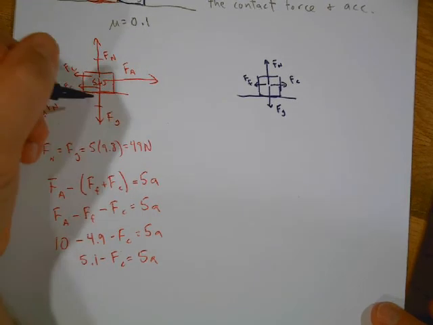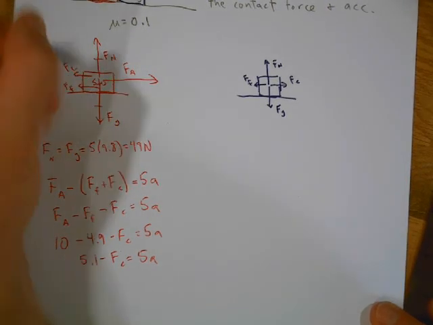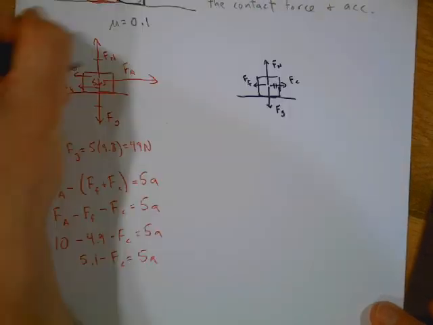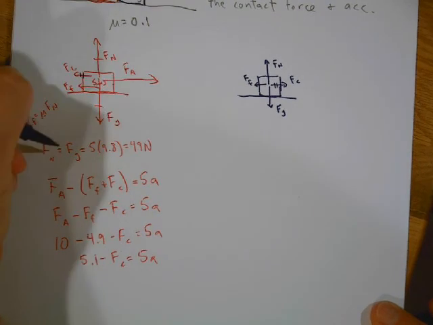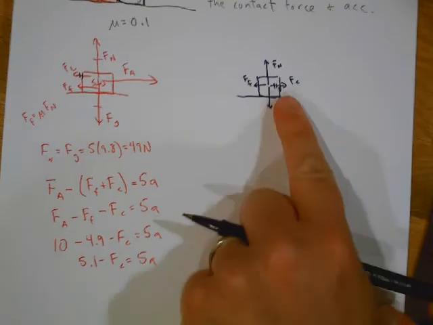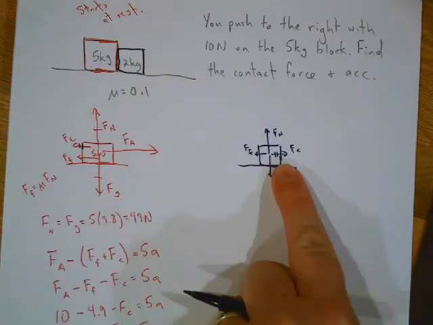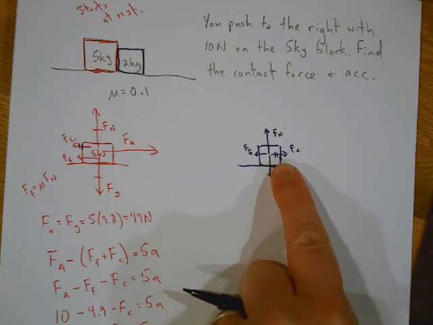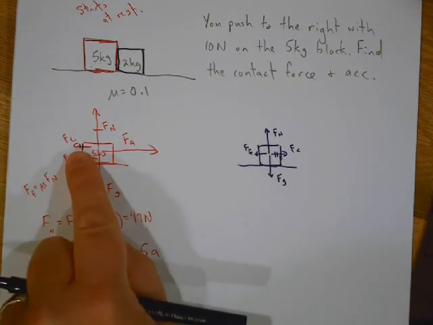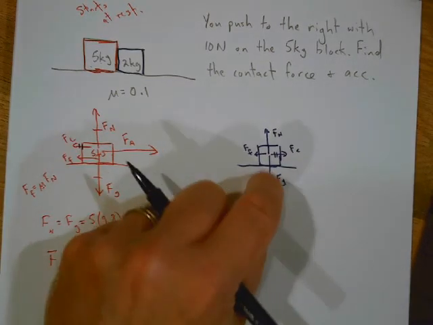Okay, so that's what your FBD should look like. Now, a couple things to note here. This force and this force have to be the same size. Why? Because this is the 5 kilogram block pushing on the 2 kilogram block, and this is the 2 kilogram block pushing back on the 5 kilogram block. For every action, there's an equal and opposite reaction.